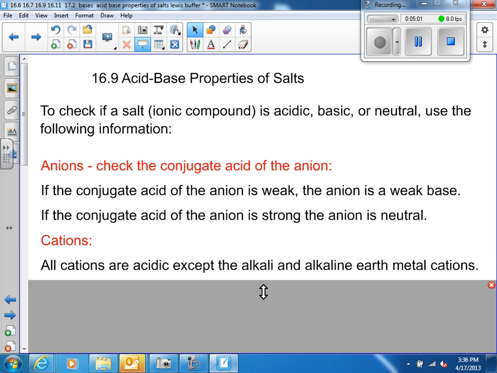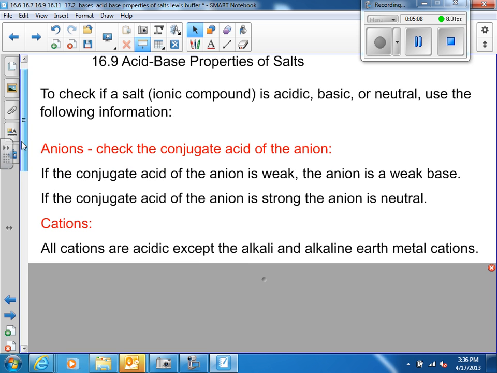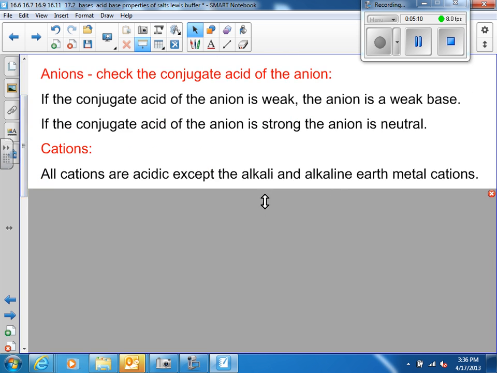Cations, they're all acidic except the alkali and alkaline earth metal cations. So all other cations are acidic. Anions, you check the conjugate acid to see if they are acidic or basic.